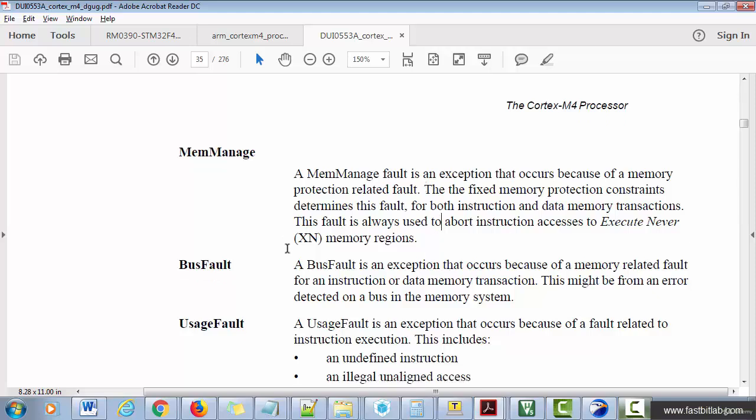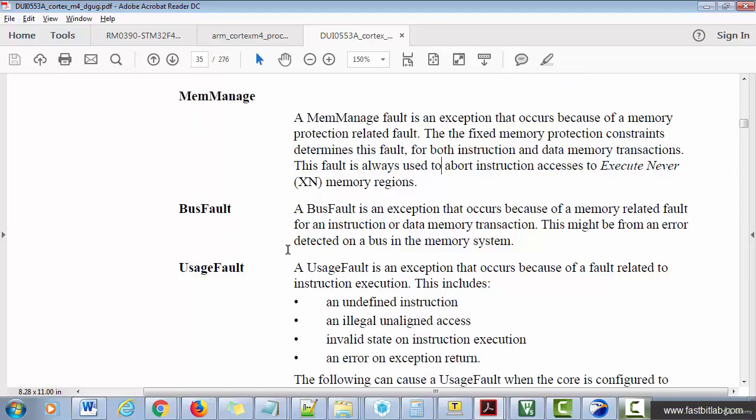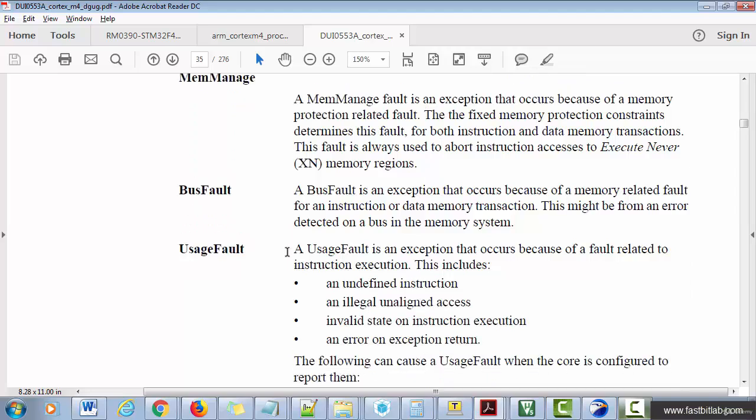And next one is the bus fault exception. So this we will encounter rarely. Bus fault exception usually happens because of bus errors, and this we encounter very rarely in our programs.